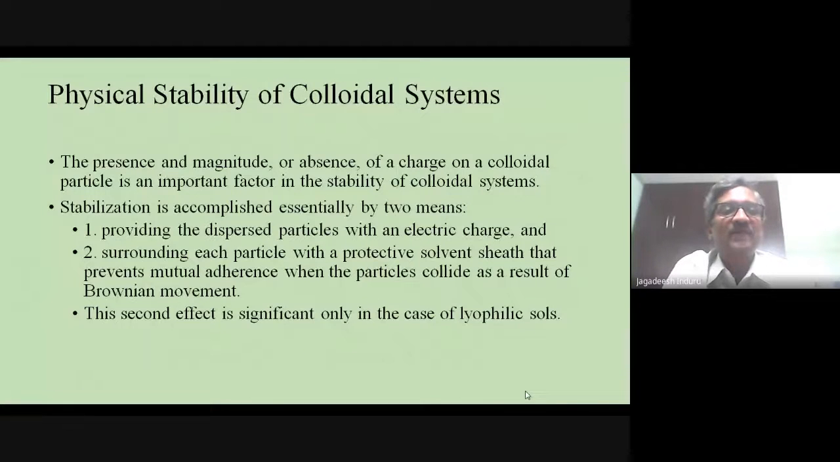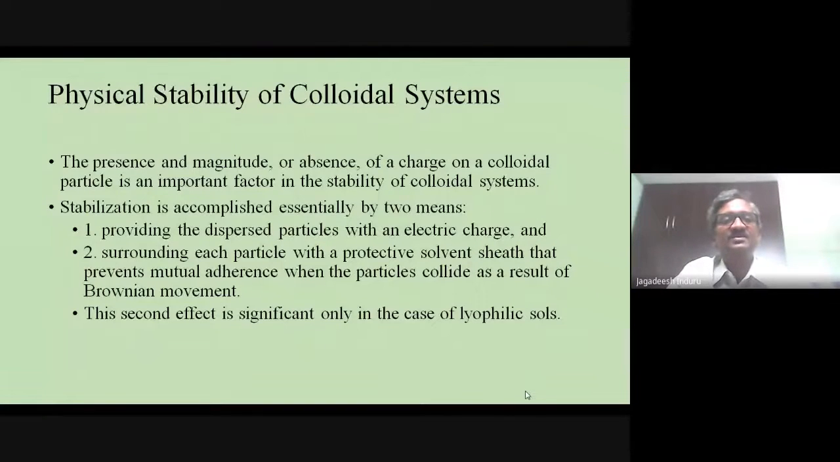So we want to stabilize colloidal systems to have a longer half-life, better stability, and a longer shelf life and expiration period. We can accomplish this by two means. One path is providing the dispersed particles with electrical charge. So you are giving electrical charge.